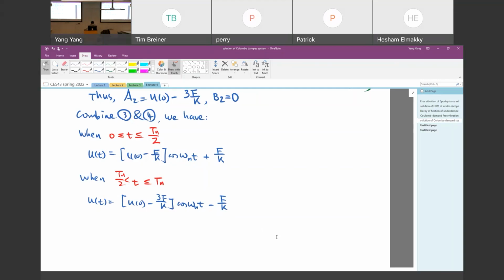So what's the difference between the maximum values of these two? What is the maximum value, the peak value for the first cycle? For the first cycle, u 0.